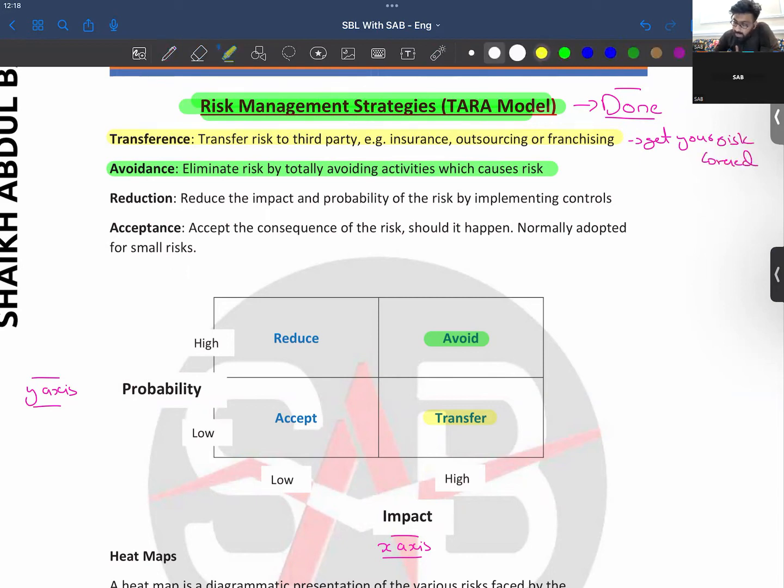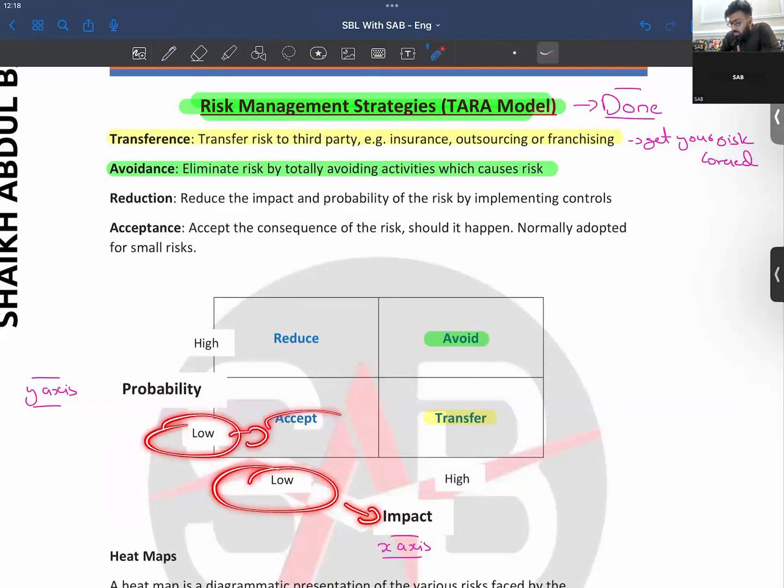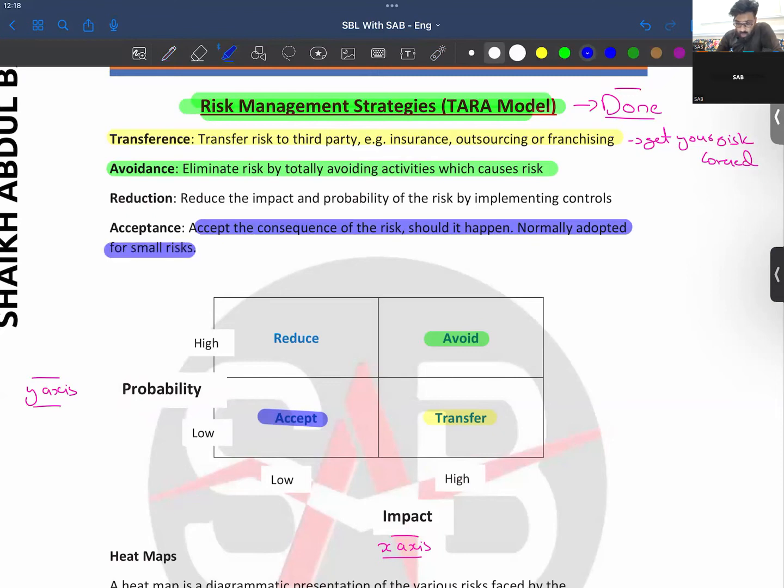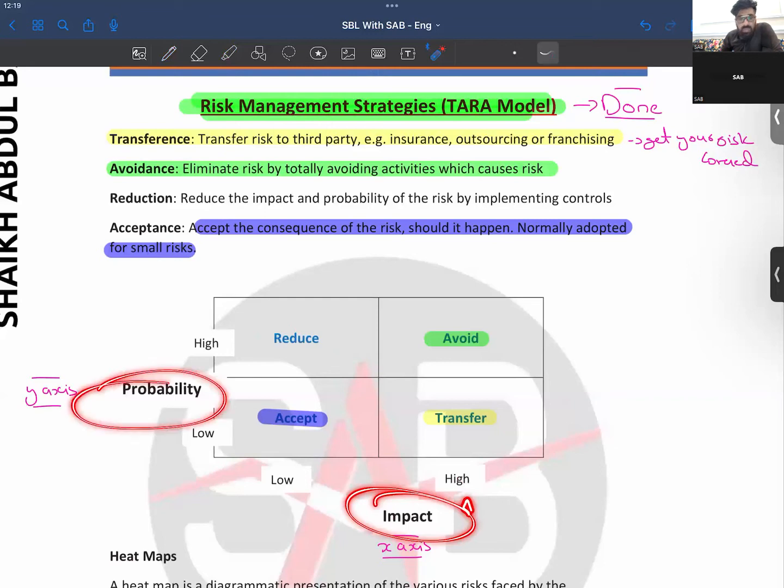And similarly, if the impact is low and the probability is also low, the TARA framework suggests you accept the risk, that is, accept the consequences of the small risk. Because impact is low, the amount is low, and because probability is low, the chances are also low.